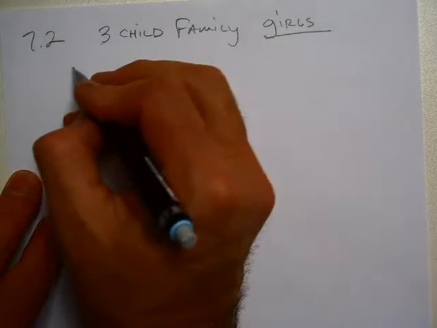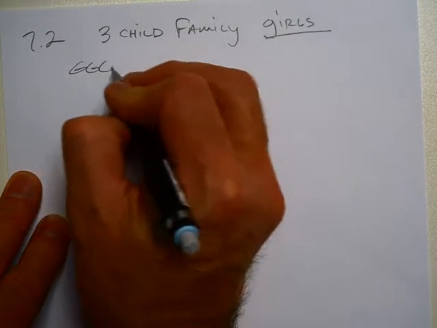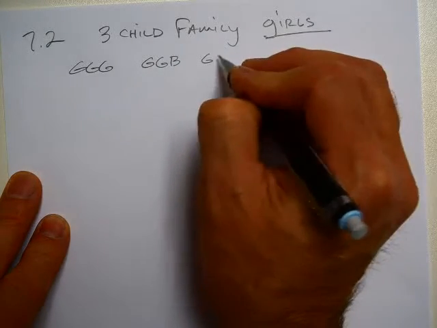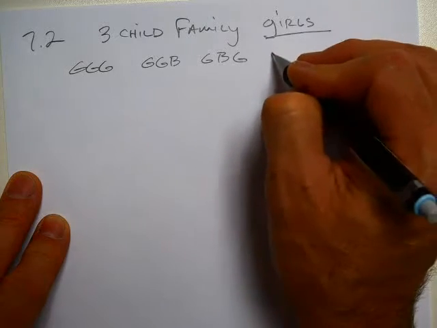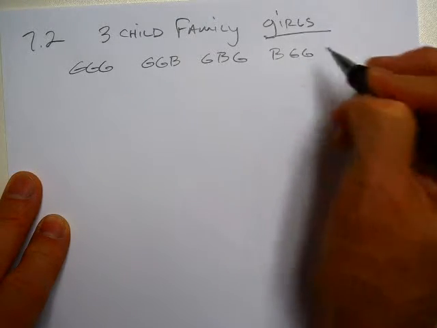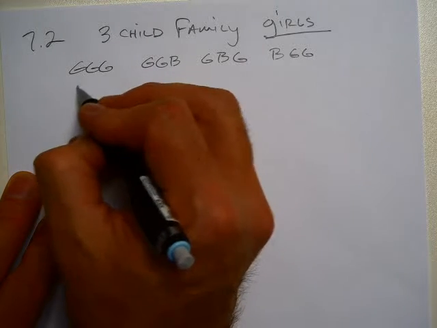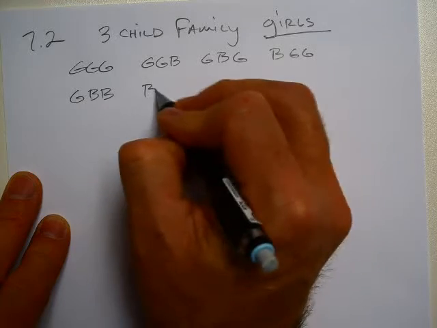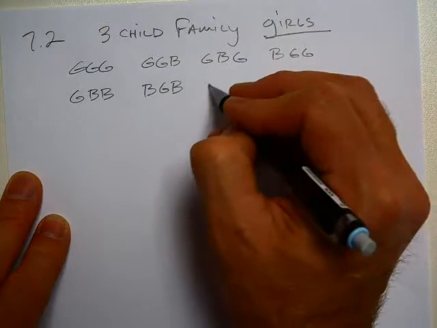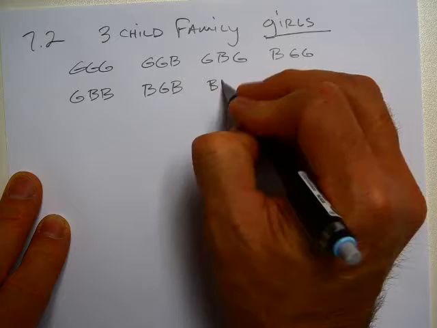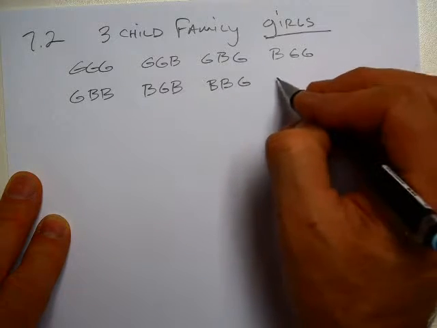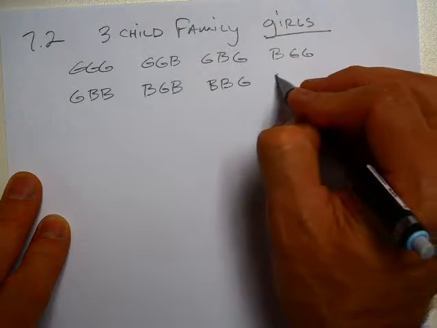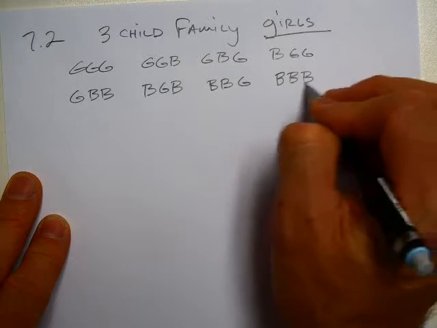Now, if you list it all out, you can have 3 girls, you can have 2 girls and a boy, you could have a girl, boy, and a girl, a boy, girl, girl, or you could have 1 girl and 2 boys, or a boy, girl, boy, or the dreaded boy, boy, girl scenario. Or possibly even worse if you're a parent, the boy, boy, boy.